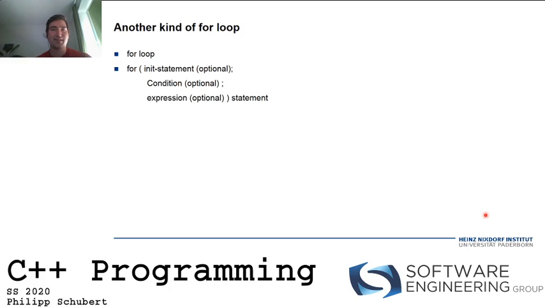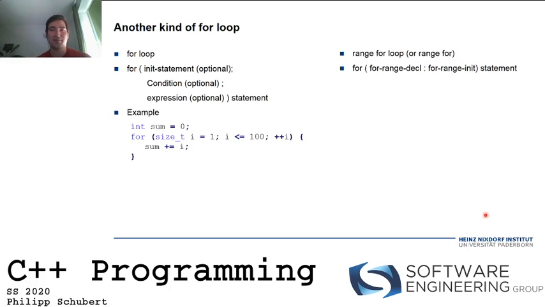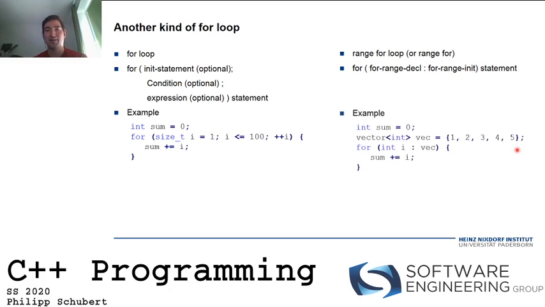So we also have other kinds of loops. We talked about the for loop. We can also have another kind of for loop, which is called the range for loop, where you have a for range declaration and a for range init, and then you have a statement associated with that loop. I only explain that loop to you for completeness. We will learn about how and why that works later on. But for instance, you could declare a vector of integer. Vector is a type which we will learn all about in one of the next lectures.